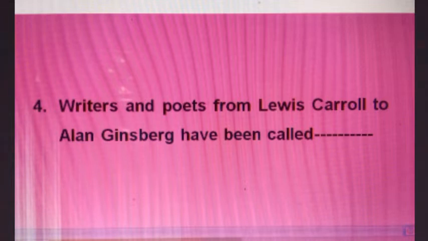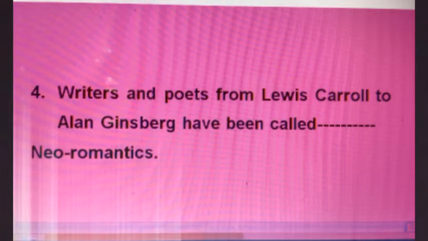The fourth question. Writers and poets from Lewis Carroll to Allen Ginsberg have been called dash. Answer, neo-romantics. Poets like Lewis Carroll to Allen Ginsberg have been called neo-romantics.